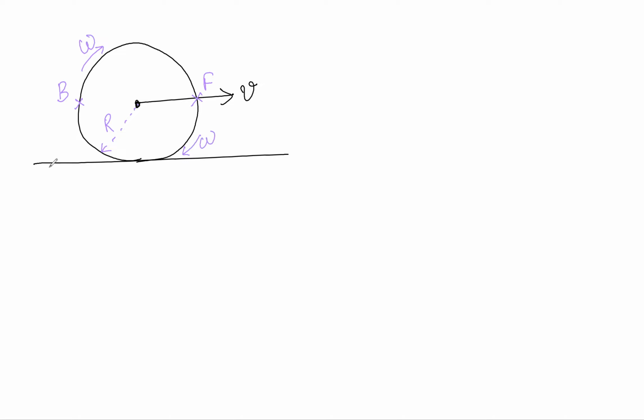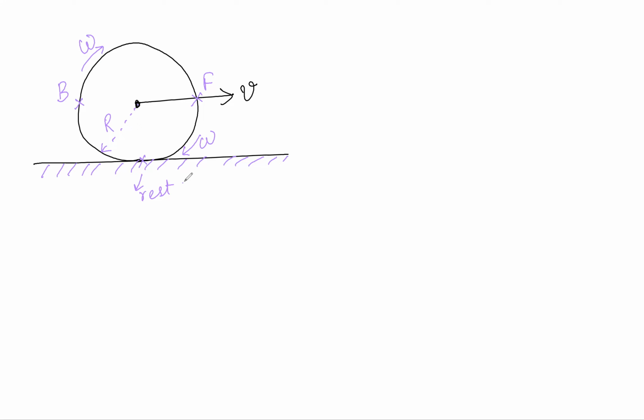Because it is rolling on a surface, obviously the bottom point of this object has zero speed. This point is at rest. So what is being asked is the speed of the front of the object and the back of the object. What is the speed of the front of the object? What is the speed of the back of the object?